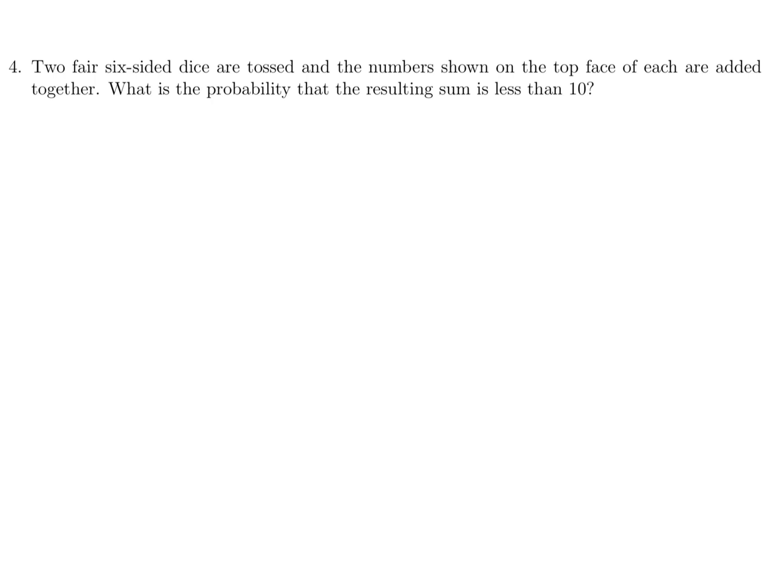Two fair dice are tossed, and the numbers shown on the top face of each are added together. What is the probability that the resulting sum is less than 10? Less than 10, probably a lot. So what I'm going to do is calculate the probability of less than 10 by calculating 1 minus the probability of the others. 1 minus the probability of 10, 11, or 12. I think that would be probably a little bit faster.